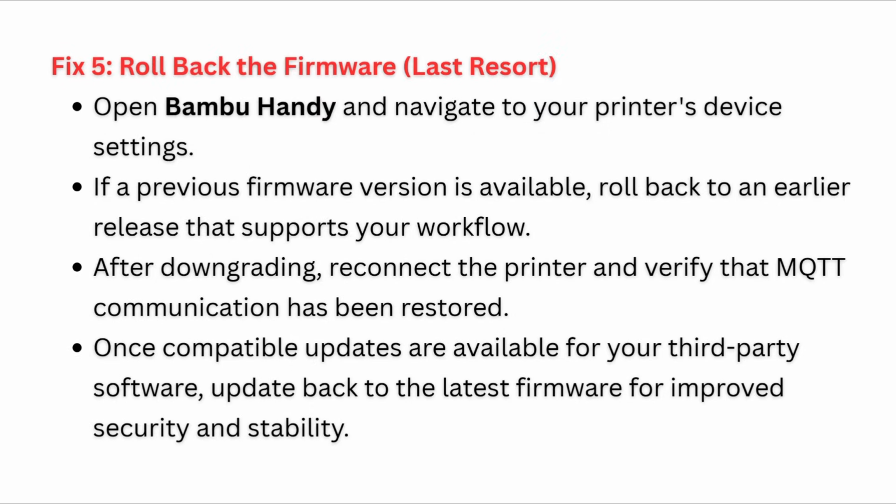Fix 5. Roll back the firmware. This is the last resort. Open Bambu Handy and navigate to your printer's device settings. If a previous firmware version is available, roll back to an earlier release that supports your workflow. After downgrading, reconnect the printer and verify that MQTT communication has been restored. And once compatible updates are available for your third-party software, update back to the latest firmware for improved security and stability.